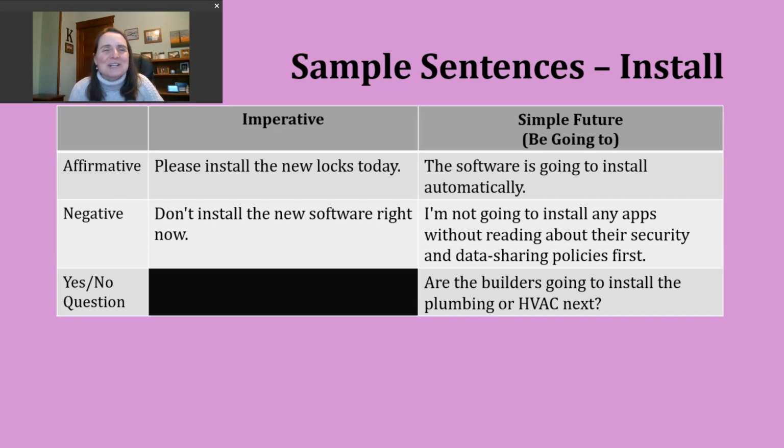Now, finally, let's talk about making a yes or no question in the simple future. To do this, you'll start with your form of be, whatever form matches your subject, that comes next, followed by going to, and then the base verb. Here's my last example. Are the builders going to install the plumbing or HVAC next?